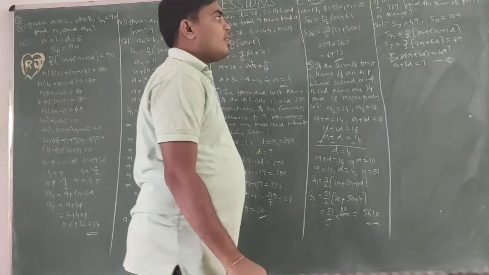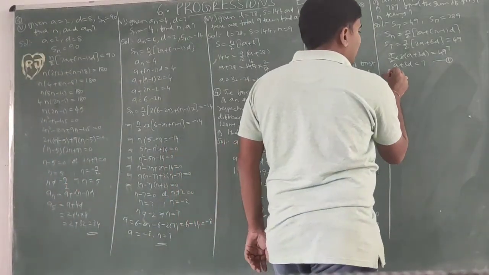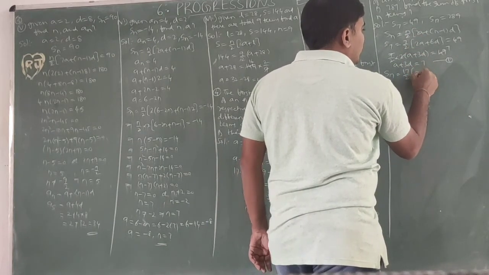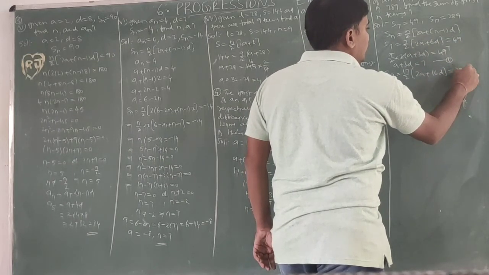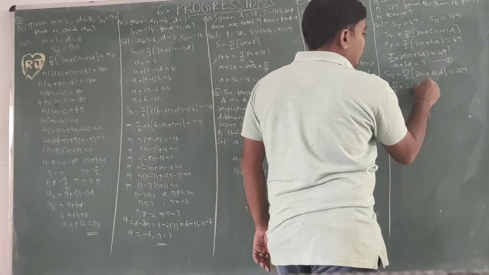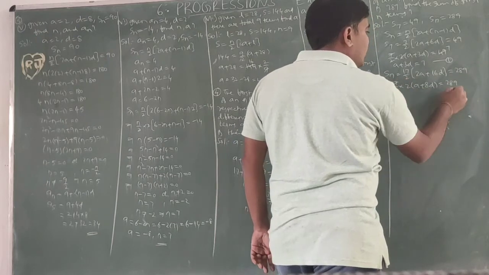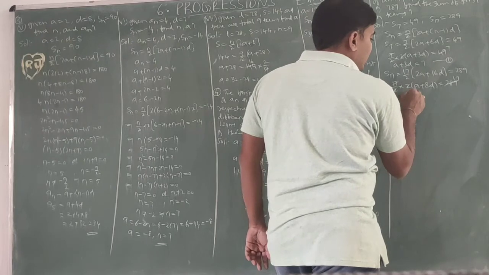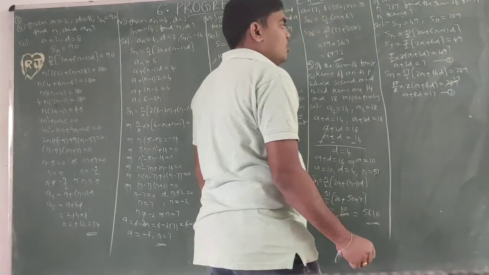Equation number 1. Next, S17 equal to 17 by 2 of (2a plus 17 minus 1, 16d), which is equal to 289. So 2 common, 17 by 2 into 2 of (a plus 8d) equal to 289. 17 into 17, 2 cancels. So a plus 8d equal to 17. Equation 2.